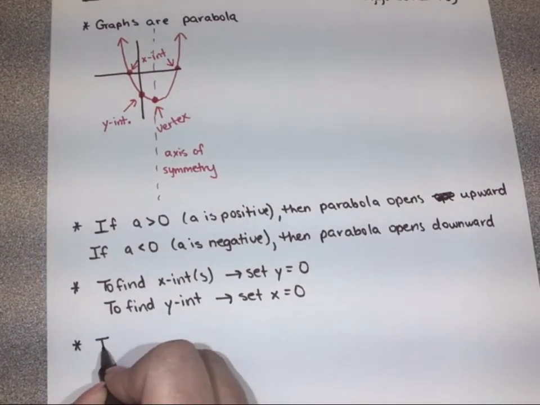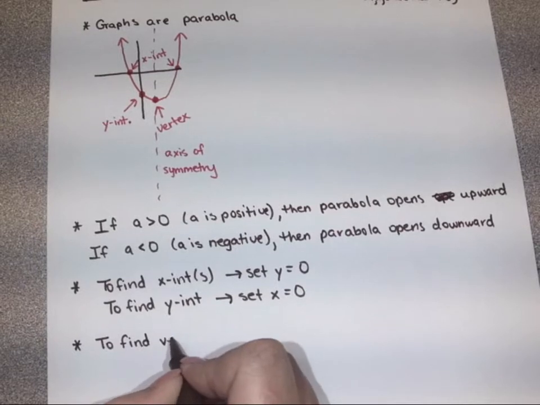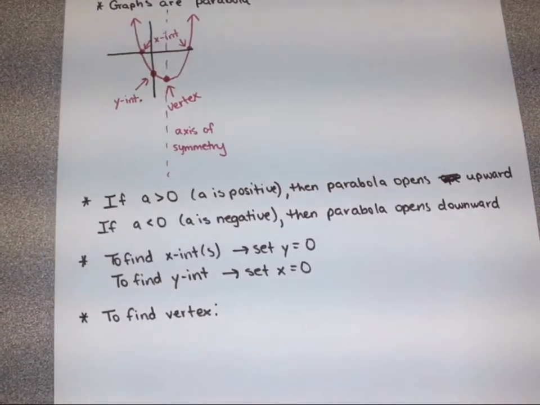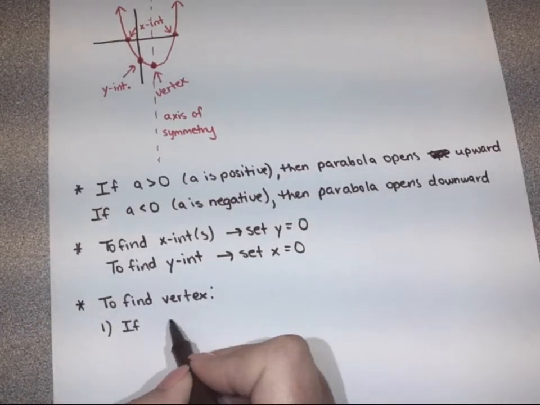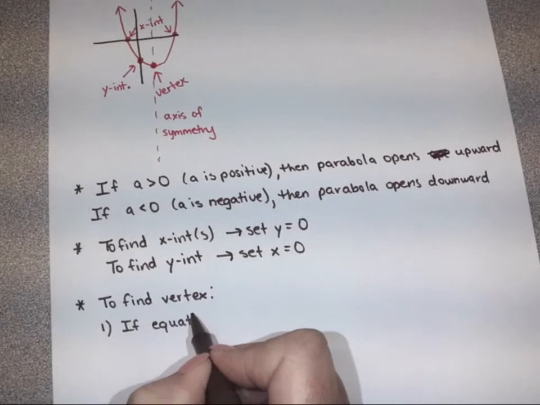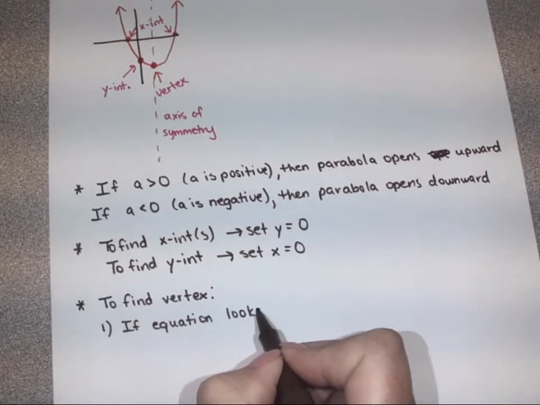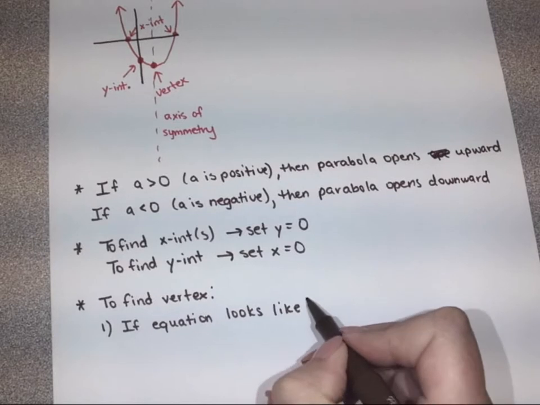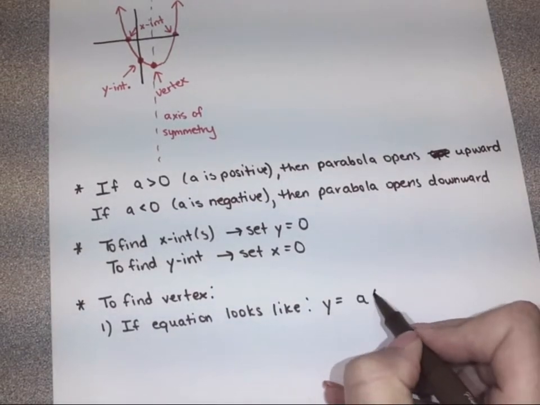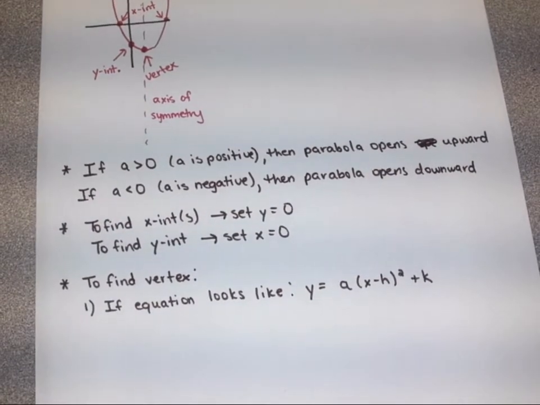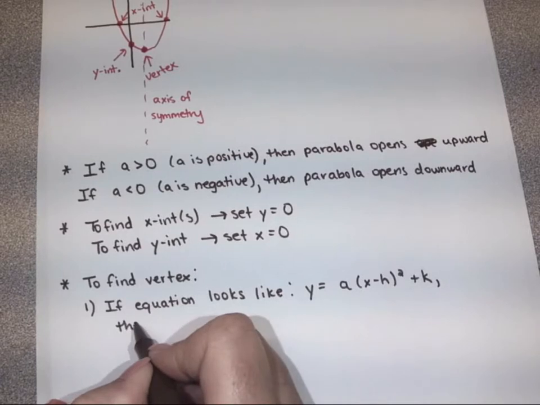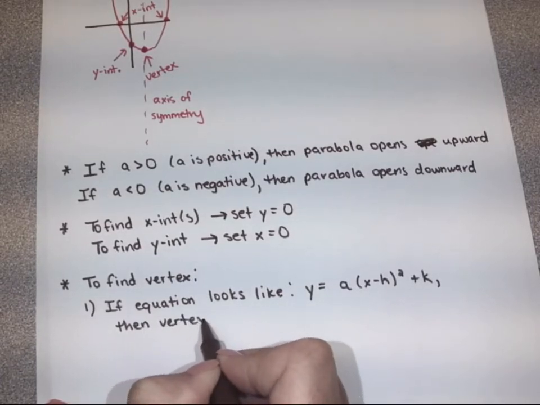Okay, so let's talk about how we find the vertex. There are two mainstream ways to find the vertex, and we're going to briefly discuss them both. So if the equation looks like the following, sometimes you're going to get a function that looks like this, where a, h, and k are just numbers. This is actually called vertex form because it gives you the vertex.